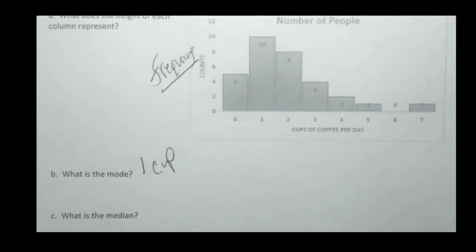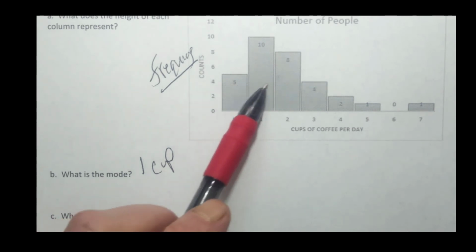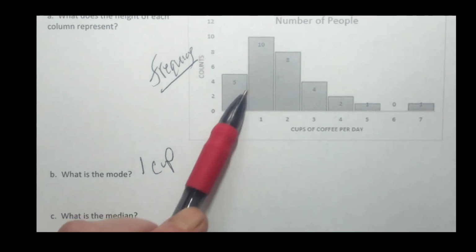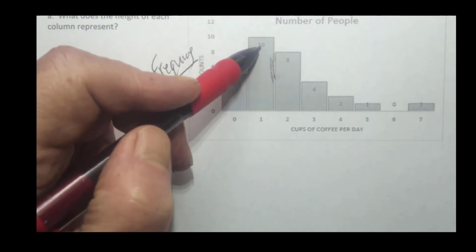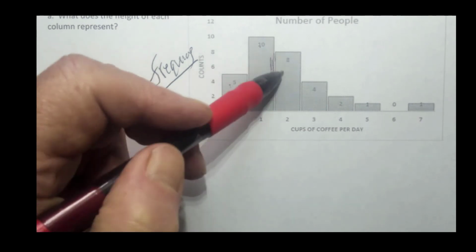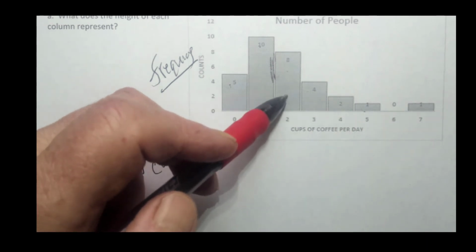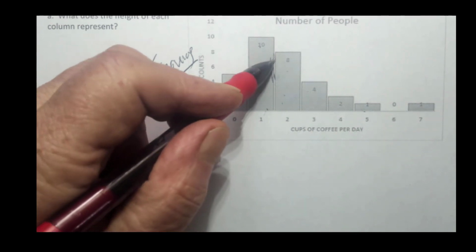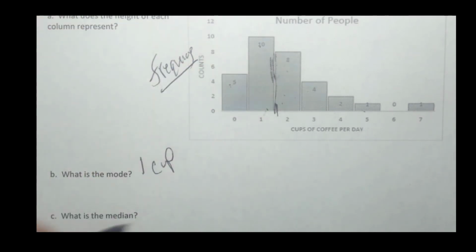Now I'll go here and look at what is the median. What's the median? Well, the median is the one in the middle, so I'm going to start counting. I don't know, the middle looks like about here. Let's see how many are below that number. There's 15 below, and 14, and 12, 13, 14, 15, 16 above. So it's a little bit more than 1 cup of coffee. So I'm going to just put 1 plus.